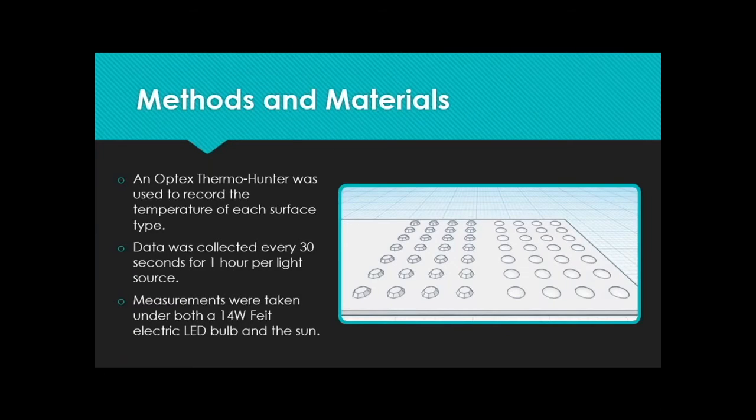My methods and materials were basic. I used a temperature gun to collect data every 30 seconds for each surface type. I did this for a total of 2 hours. First, 1 hour under a 14-watt LED bulb, and then 1 hour under the sun. I entered each of the approximately 720 data points into Excel and graphed the results.